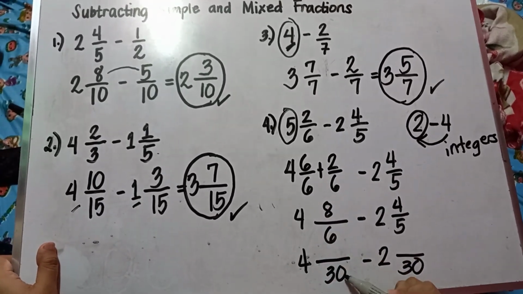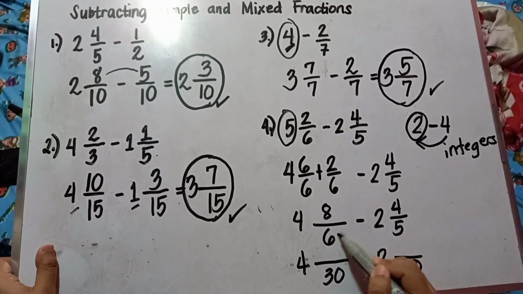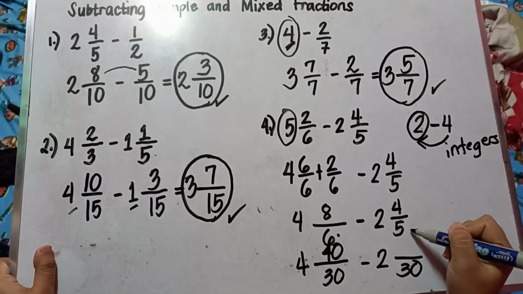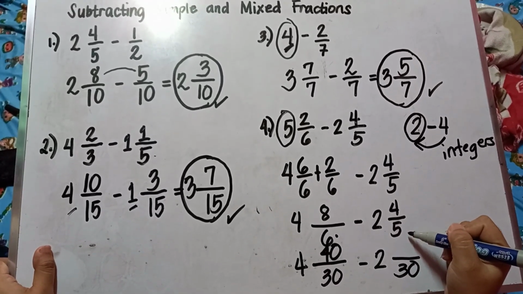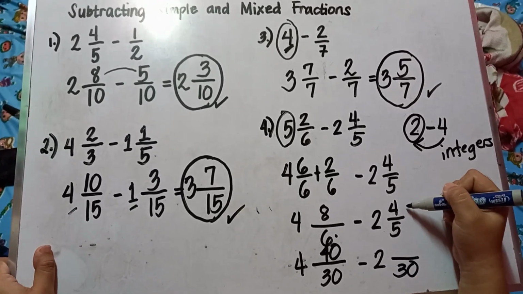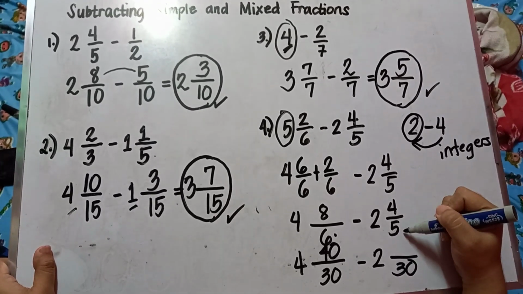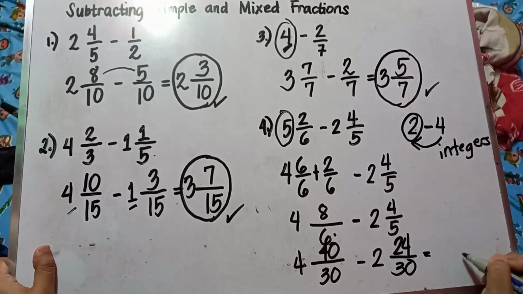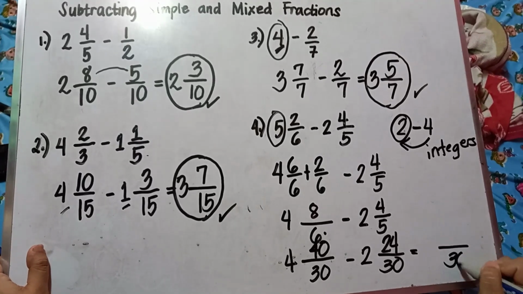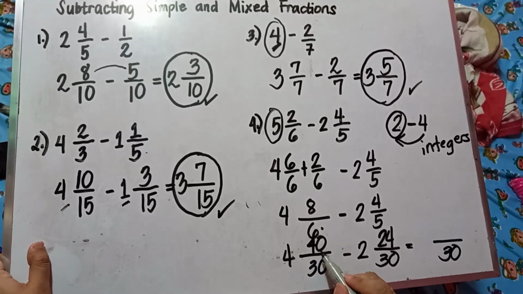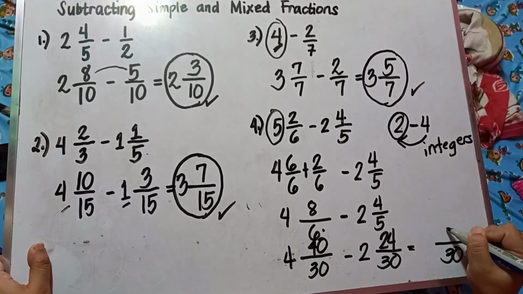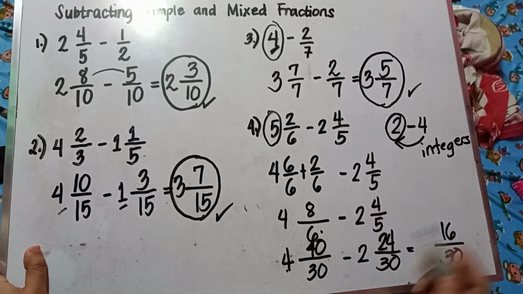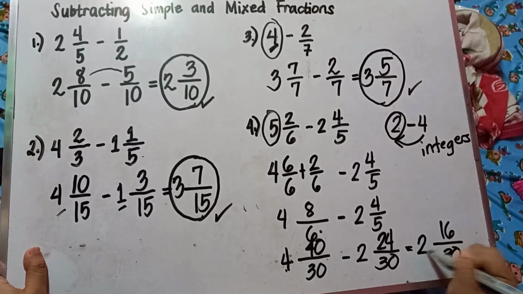8. So, we have here 30 divided by 6 equals 5 times 8 equals 40. 30 divided by 5 equals 6 times 4 equals 24. Okay. Copy the common denominator, which is 30. Then, subtract the numerators. 40 minus 24 equals 16. Okay. Subtract the whole numbers. 4 minus 2 equals 2.